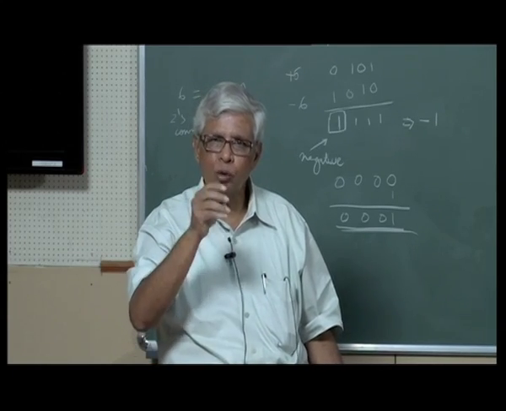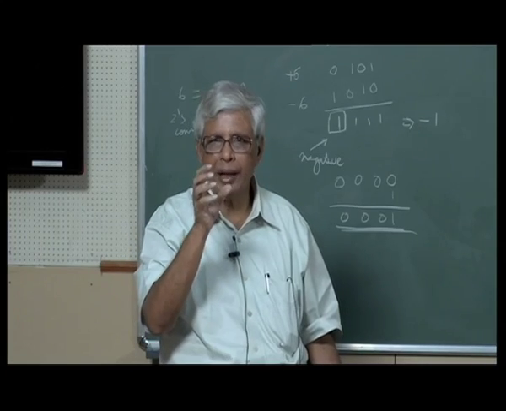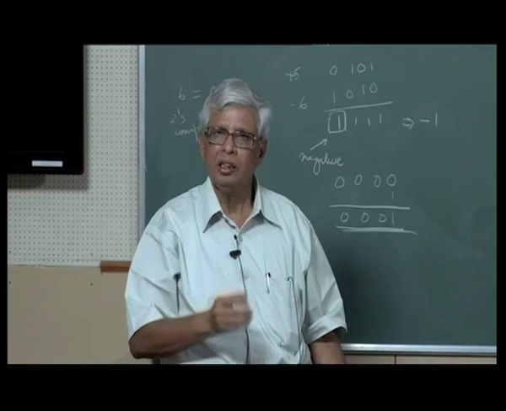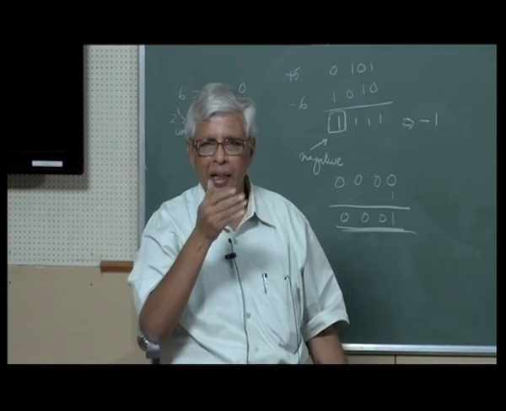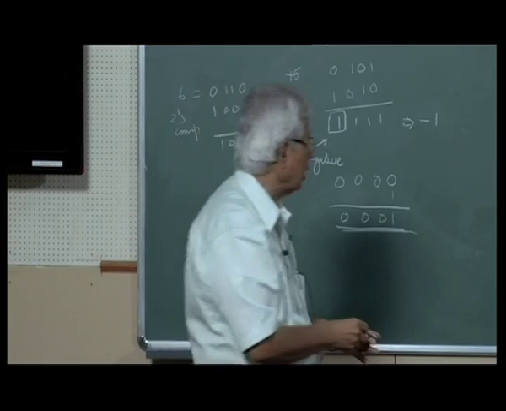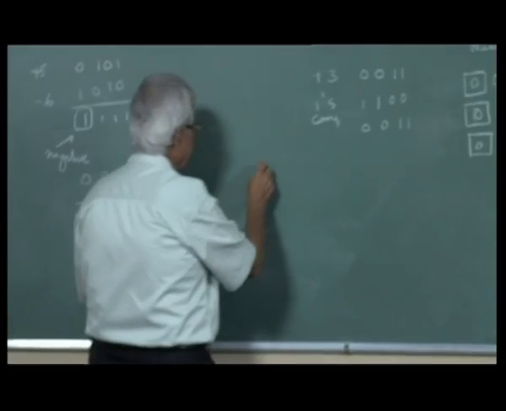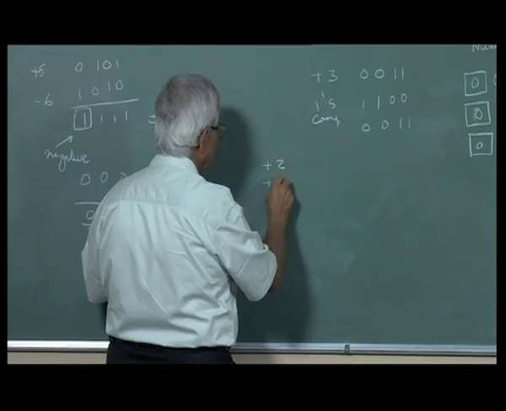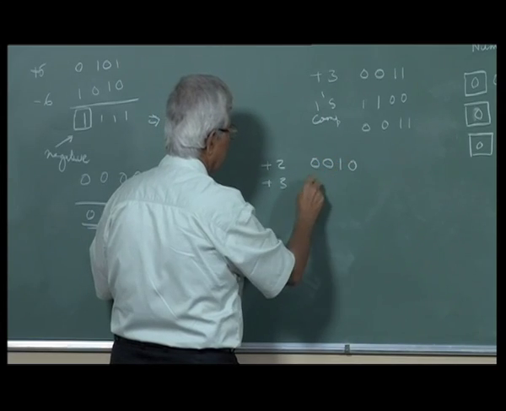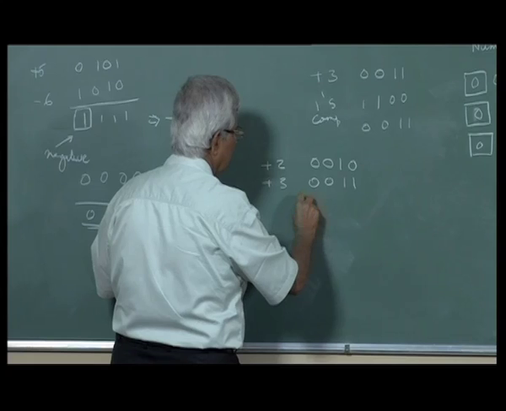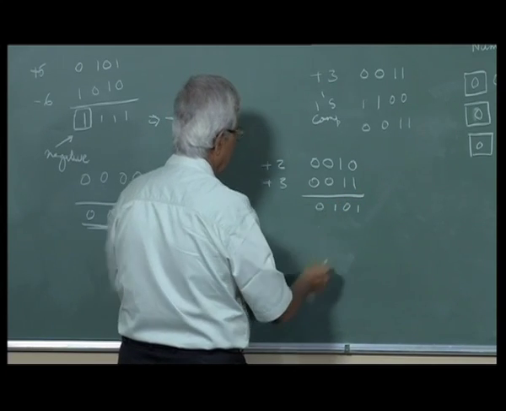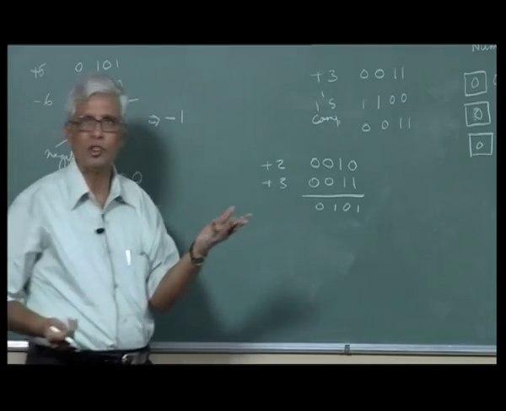So if you have to add two numbers whose total magnitude is less than your range, then you simply add. Numbers being 0, 0, you add them. So suppose you want to add plus 2 and plus 3. Add, 5. There is no need for taking complements.